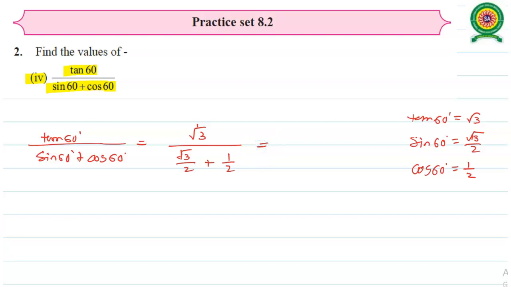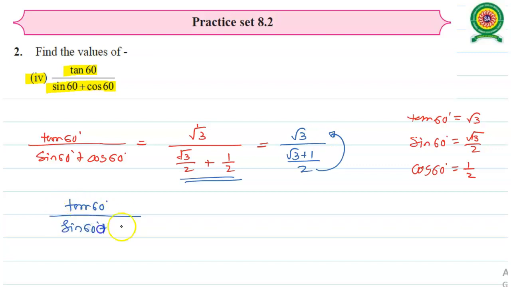So look at the denominator, we have a rational addition. Once the denominator is the same, we can add up the numerator. So now we have root 3 divided by root 3 plus 1 divided by 2. As per the rule of rational, the denominator's denominator is shifted over the numerator. So tan 60 divided by sine 60 plus cos of 60 is equal to 2 times root 3 divided by root 3 plus 1.